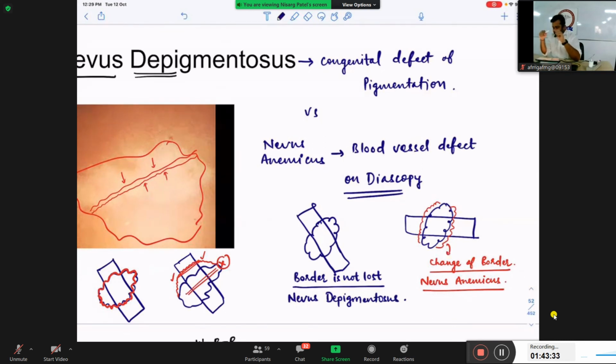Okay. Which collagen vascular disease is associated with Raynaud's phenomena? Collagen vascular disease.